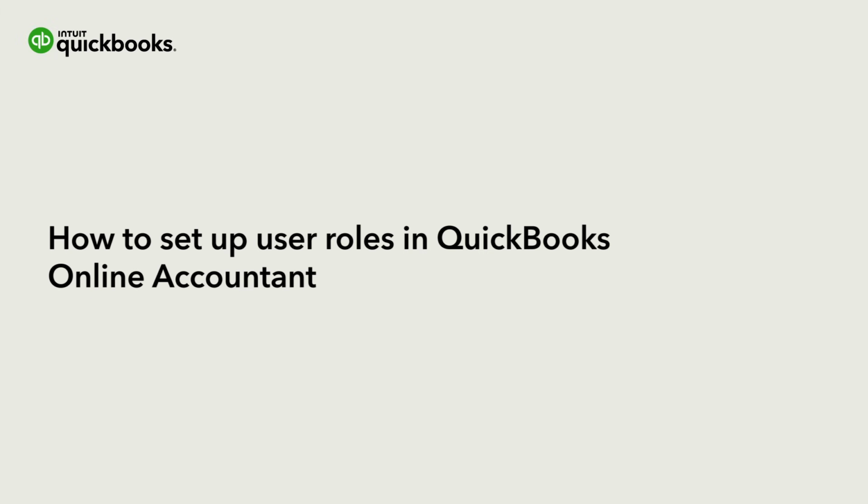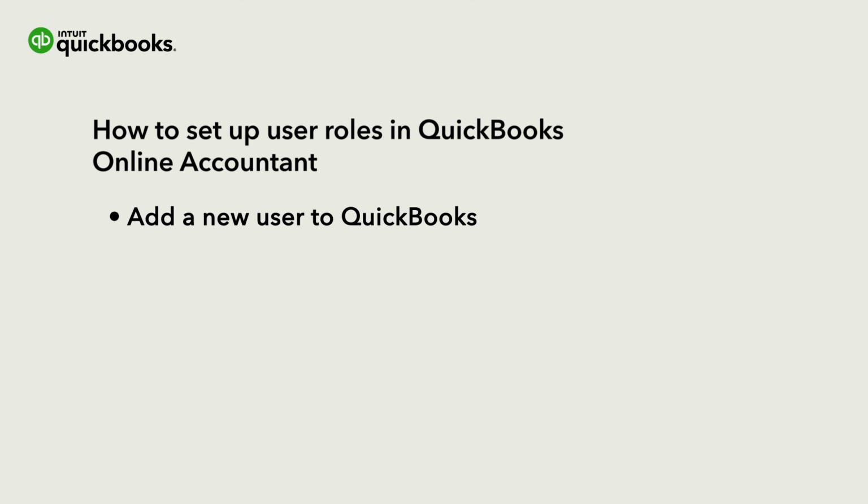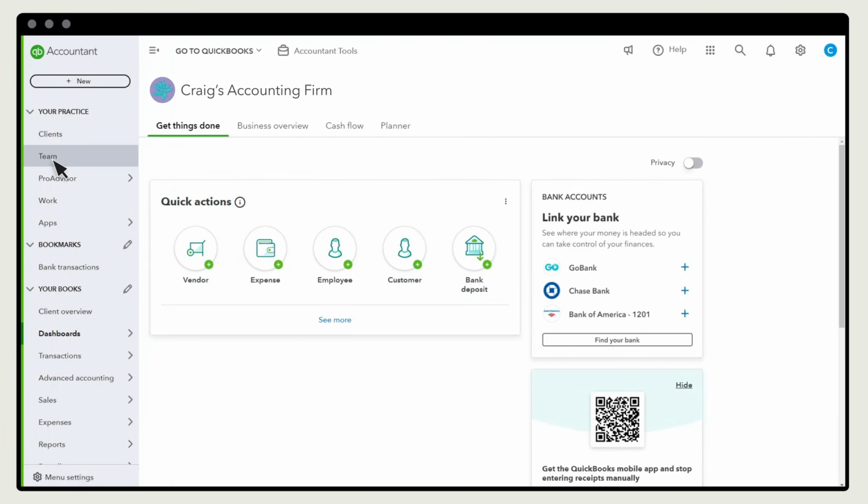With QuickBooks Online Accountant, you can give people in your firm access to your clients and your firm's books and customize what they can see and do. Let's go over how to add someone in your firm to QuickBooks and then choose what level of access they have to each client. Select Team.